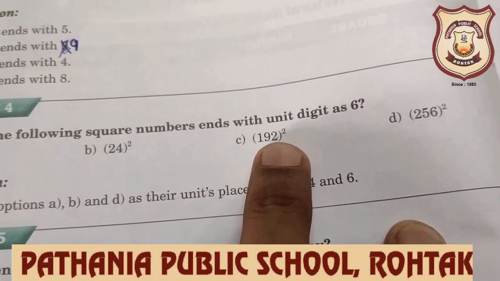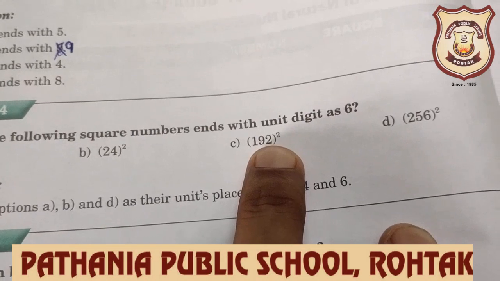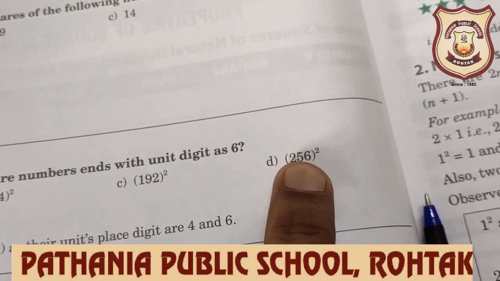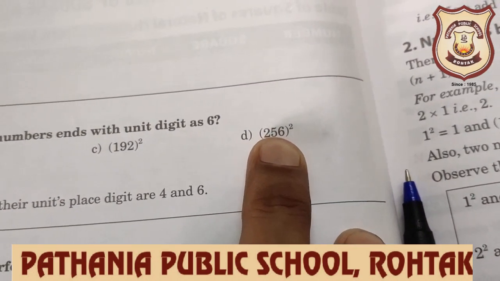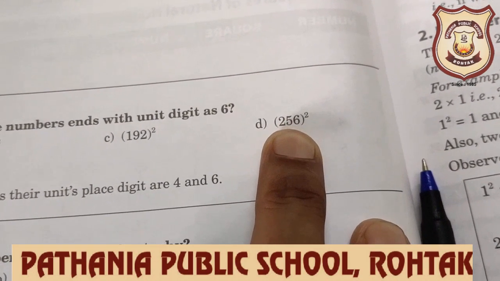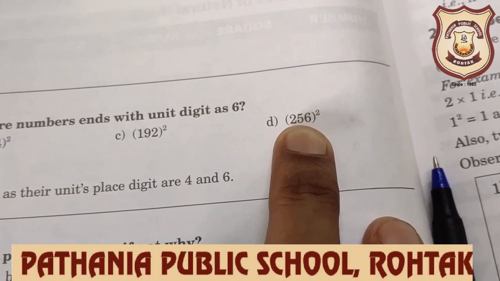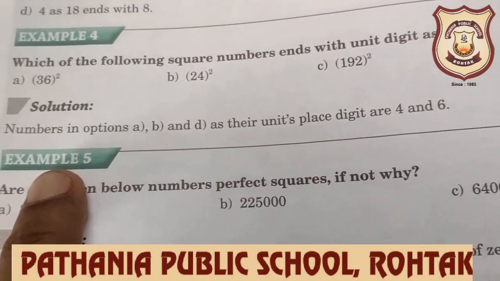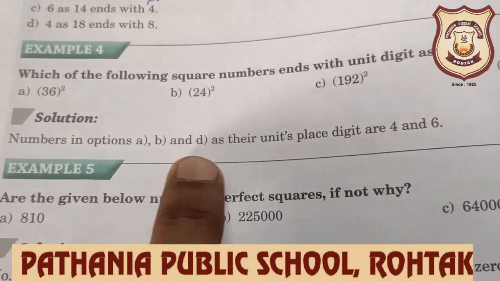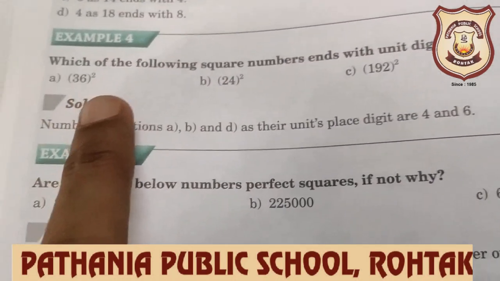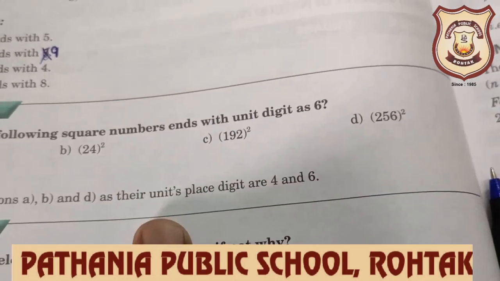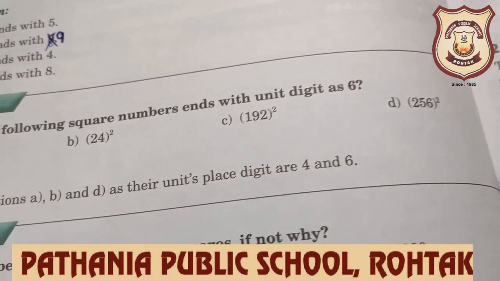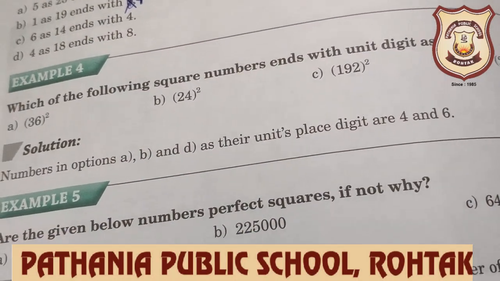192 whole square, no. 2 square is 4. So it never ends at unit digit 6. 256, the unit digit is 6. So the square of this also ends with 6. I mean the unit digit of 256 whole square is also 6. So in options A, B and D, these are the numbers whose squares have 6 at the units place.